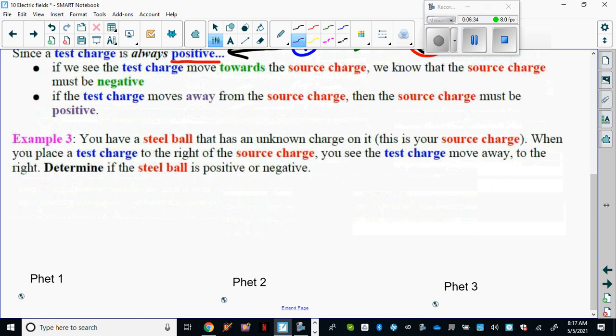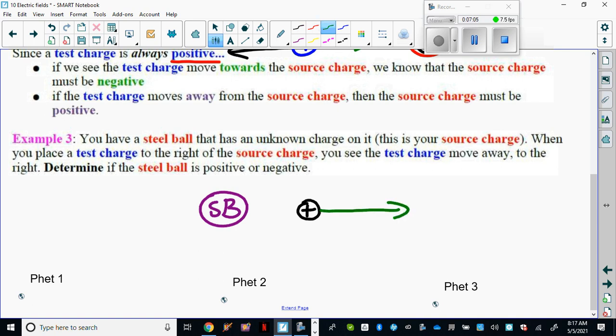Okay, so here's my steel ball. We'll just call it SB for steel ball. You place a test charge to the right of the source charge, and from now on, I'm just going to put my test charges as a positive, because since they're positively charged, that doesn't mean it's a proton, it just means it's positively charged, and it is infinitely small. I put a test charge here to the right of it, and you see the test charge move away to the right. Determine if the steel ball is positive or negative. Well, if it was repelled by it, then it must be positive.